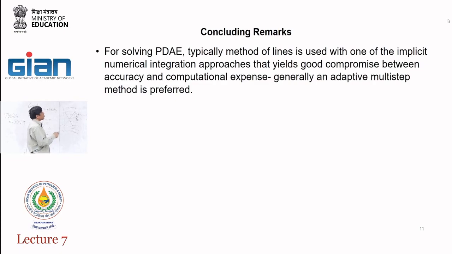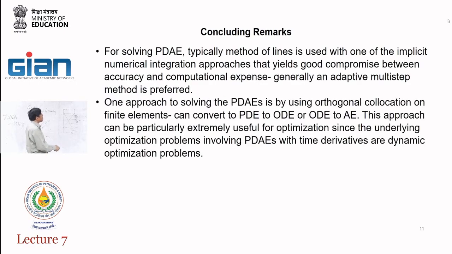So concluding remarks: I will say that we generally use method of lines, and we use one of the implicit numerical integration approaches. We have to keep in mind accuracy versus computational expense. I will always suggest using an adaptive multi-step method. Now you understand what adaptive multi-step method means.